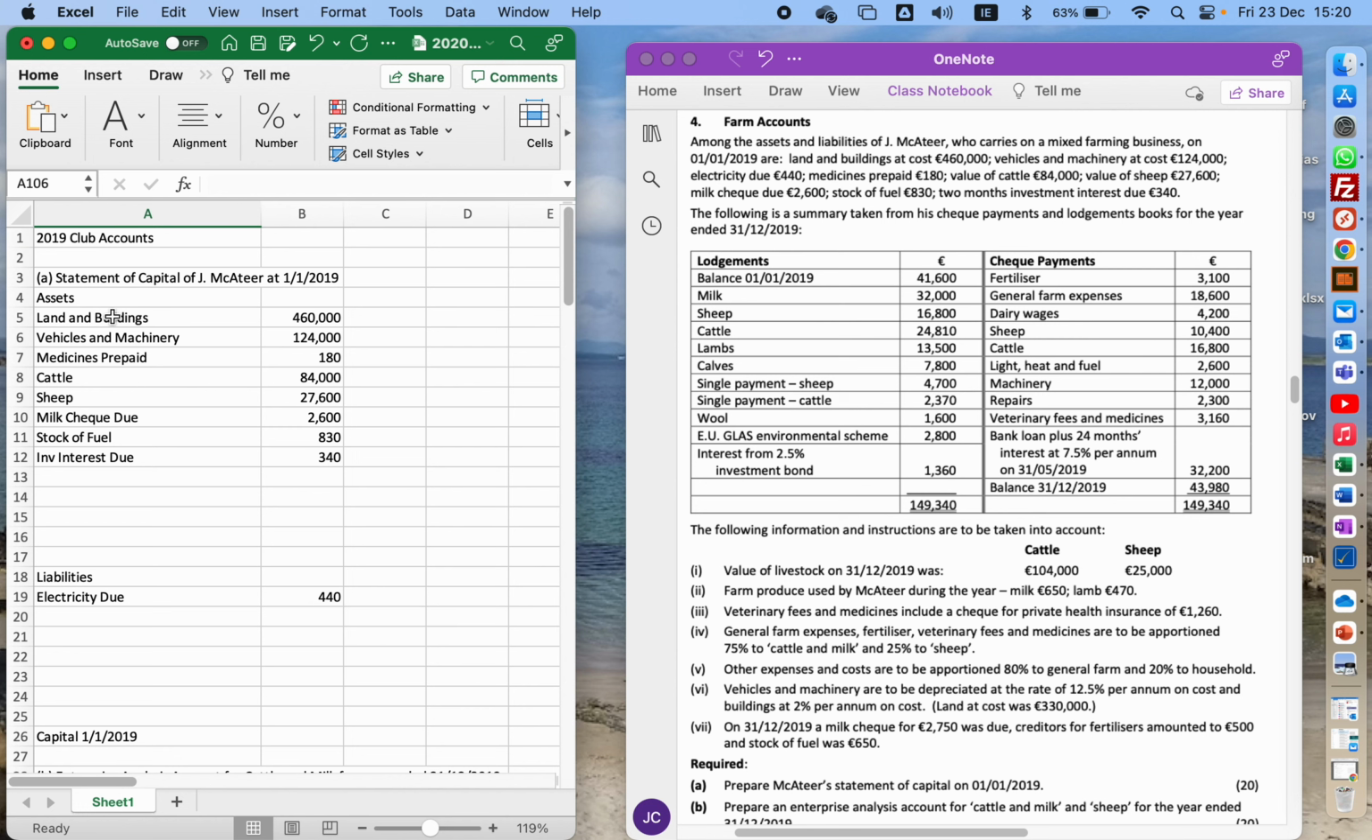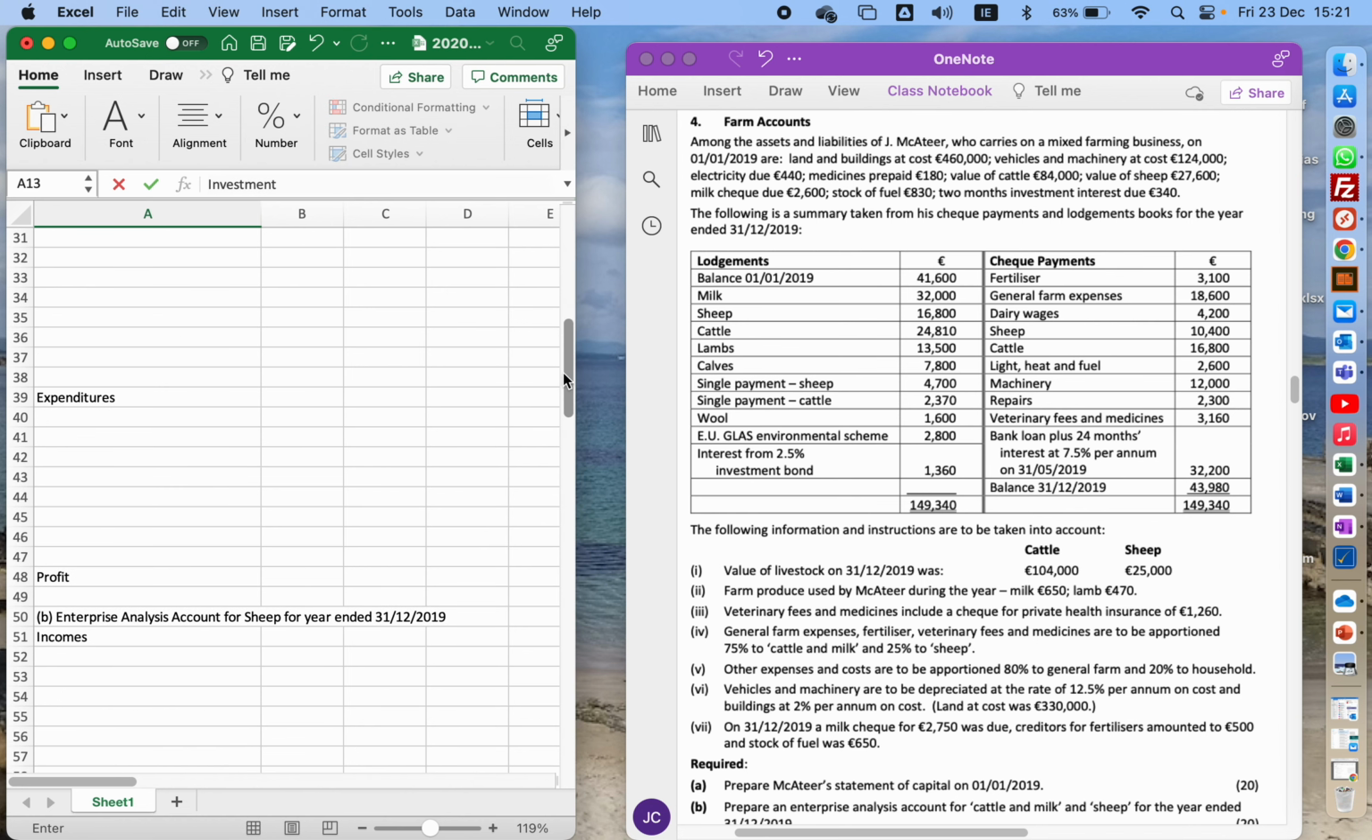Okay. So what I've done here is land and buildings, vehicles, all of those. These are the assets and these are liabilities that I got from the top of the question. Now notice that it says investment interest due and it's 2 months investment interest due. Okay, so I need to work out, that means that I'm going to have an investment. And while I'm doing this, it's usually a useful idea to go down through the rest of the question and see is there anything else.